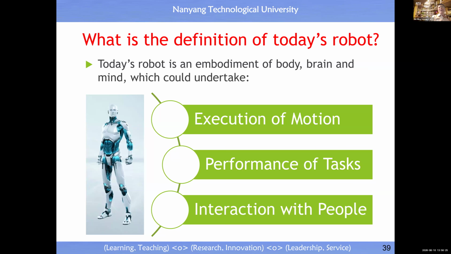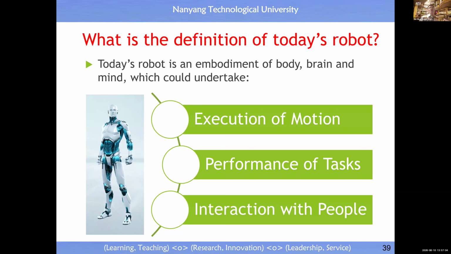Then you may ask yourself, what is the definition of today's robot? Here I am showing you three key points inside the answer. A robot must be able to execute motion. So immediately you understand, a robot must have the mental capability to transform a description of a task all the way into a description of motion. Then through the execution of the motion, the robot gives the impression that it is able to perform a task. So immediately you understand task and motion are strongly related to each other.